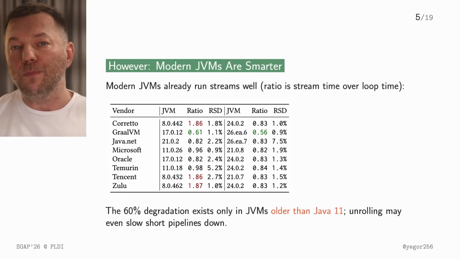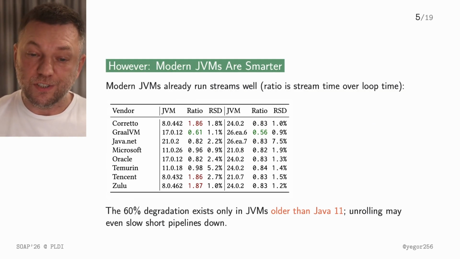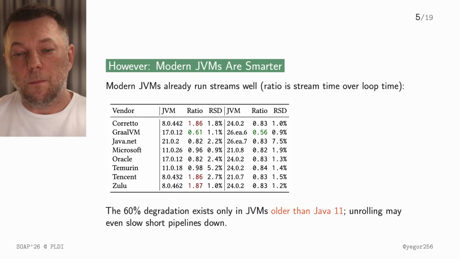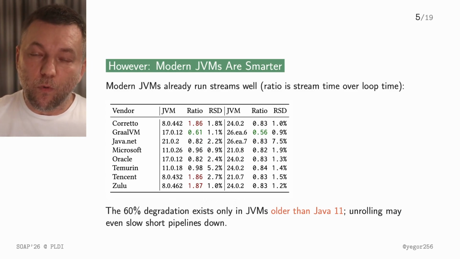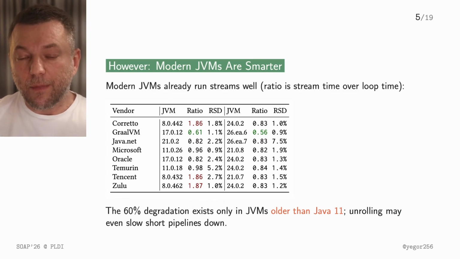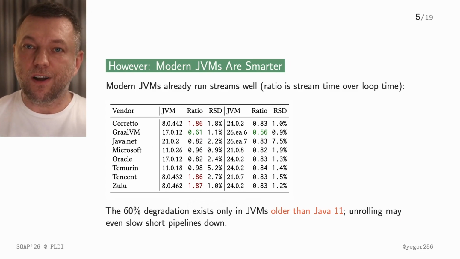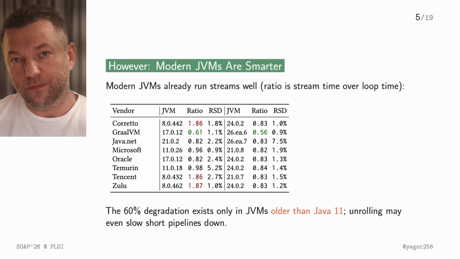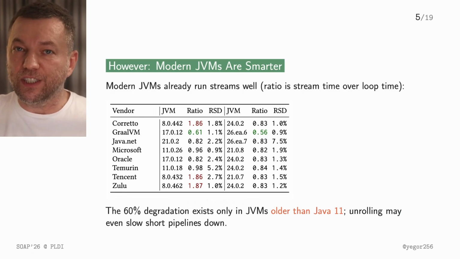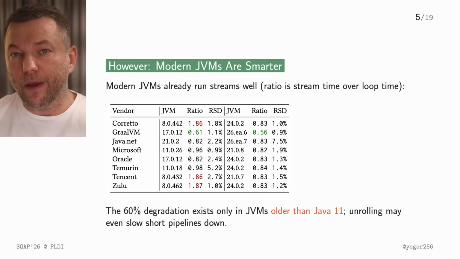We tried to reproduce their results, and we did that. But the problem was that the modern versions of Java virtual machines somehow know how to run Stream APIs as fast as loops. So what was the problem 6 years ago is not a problem anymore.